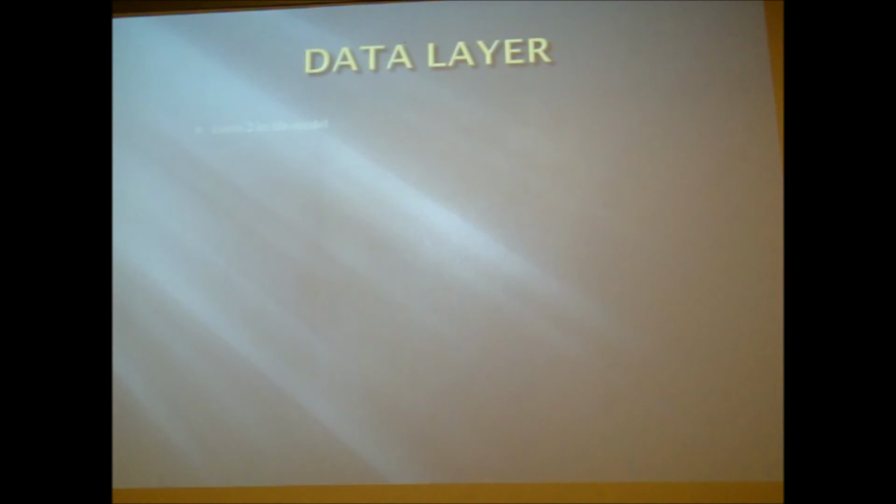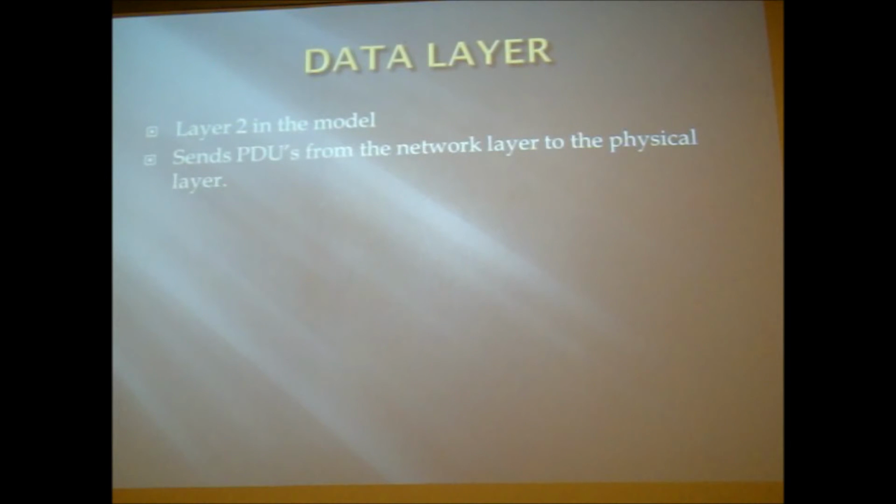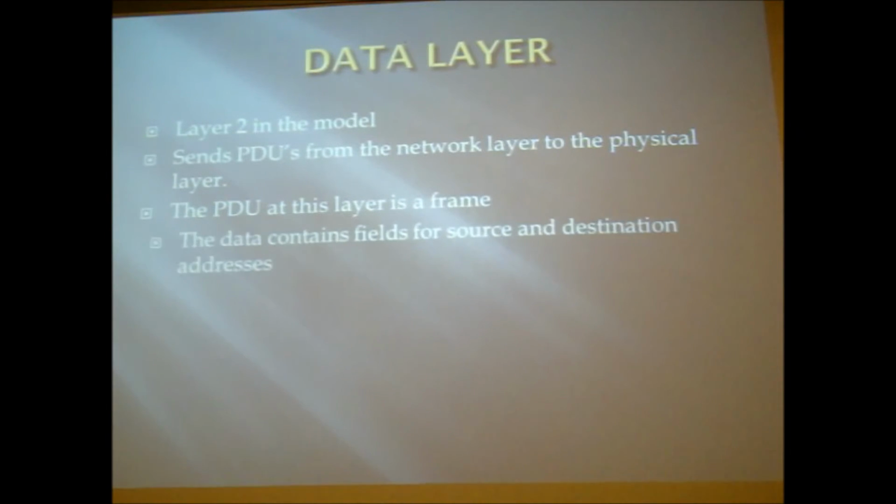Alright, the data link layer sends PDUs from the network layer to the physical layer. On the receiving side, the data link layer packages raw data from the physical layer into frames for delivery to the network layer. The PDU at this layer is called a frame, which has both a header and a trailer component. The trailer component contains an error checking value, which is called cyclical redundancy check.